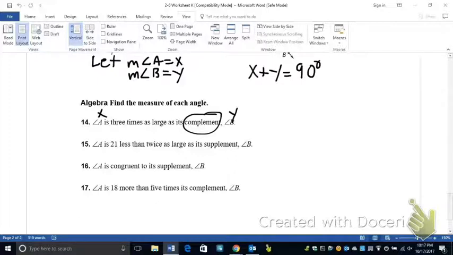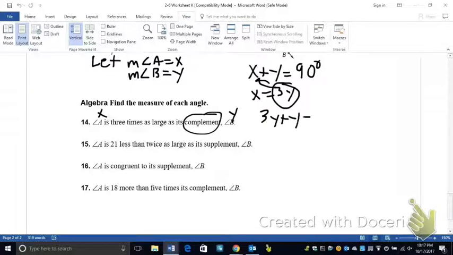So now we need to turn that A is 3 times as large as B into a sentence. So A is, that's x, equals 3 times as large as B. So x equals 3y. So now, right here, we have our basic system of equations. X plus y equals 90, and x equals 3y. You guys dealt with this a lot back in algebra. You guys should be all pros at this. So what we're going to do is take that 3y and plug it in for the x. So this would be solving by substitution.